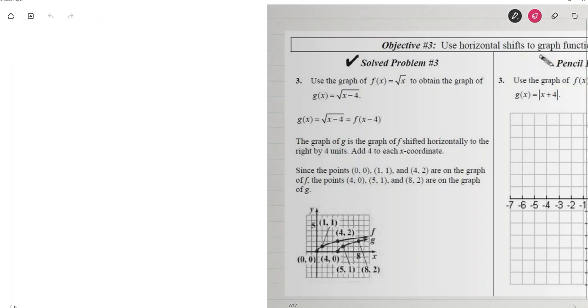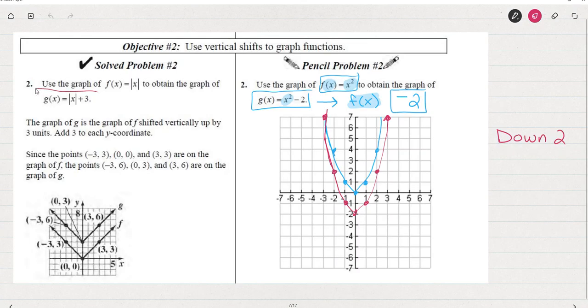Before I turn the page, if we look back here, do you see this g of x equals the absolute value of x plus 3? Our general function, our common function, was this absolute value of x. And then this plus 3 meant, you guessed it, we're going to move up 3 units. So we take the 0, 0 and go up to x equals 0, y equals 3.